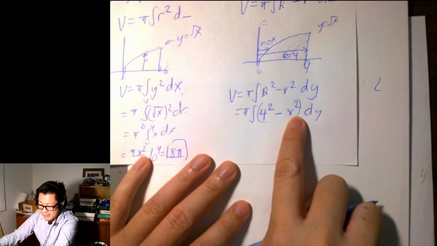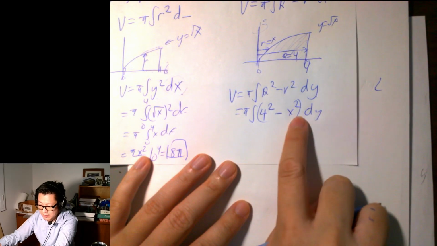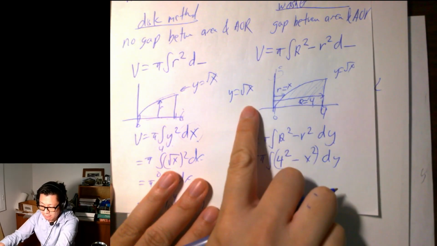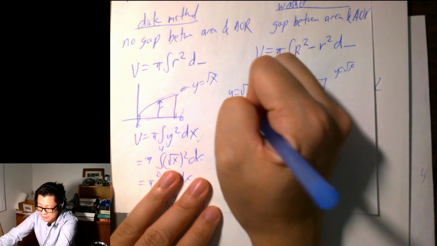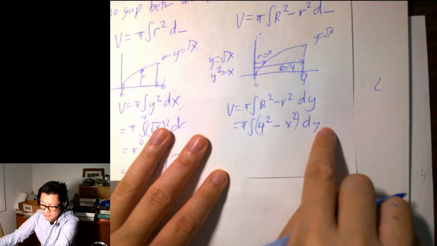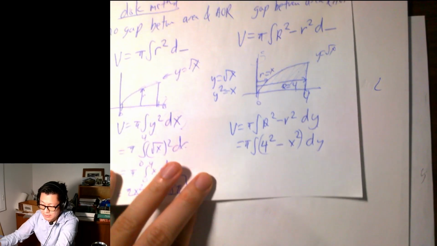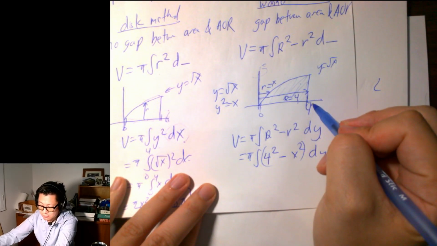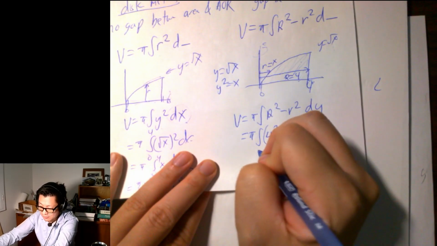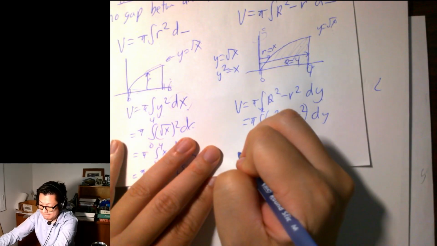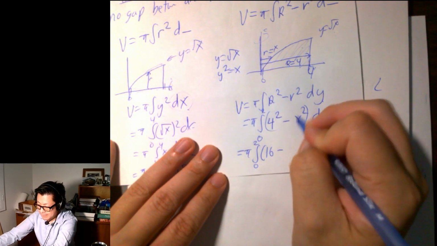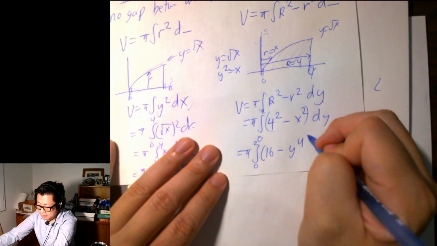And because this needs to be in terms of y, I have to make sure it's in terms of y. So I have y equals square root of x. I have to invert that and square both sides to get x equals y squared, and substitute that in. Also, because it's dy, my bounds should be in terms of y. So it's going from x equals 0 to x equals 4. When x is 0, y is 0. When x is 4, y is 2. So my bounds are from 0 to 2 in y. y squared squared is y to the 4th.